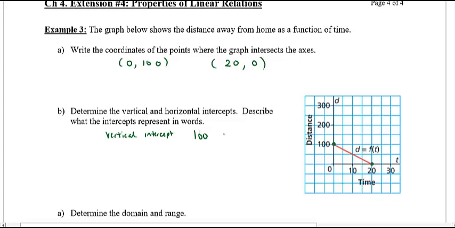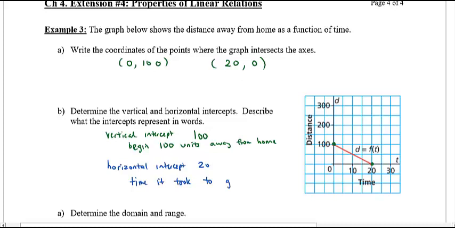And describe what it means? Well, you begin 100, whatever, I'll just say 100 units away from home. That's what that vertical intercept means. At the initial point, at the beginning, that's how far you're away from home. The other intercept is 20, right? That's the horizontal one. And what does that represent? Well, it looks like it took 20 whatever units to actually get home. So it represents the time it took to actually get home.